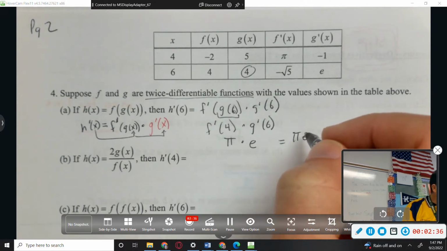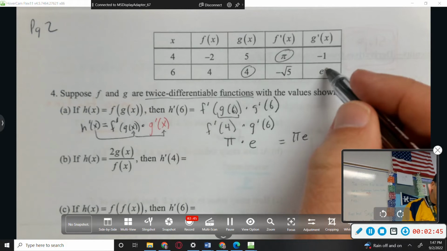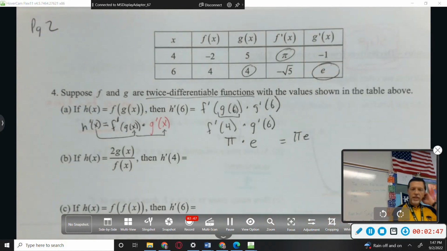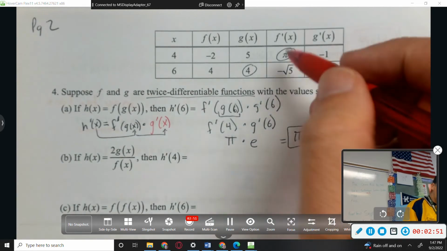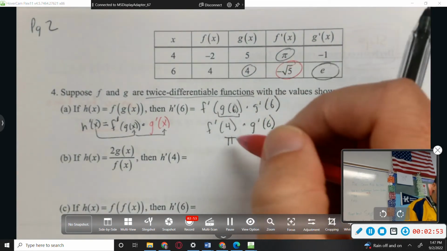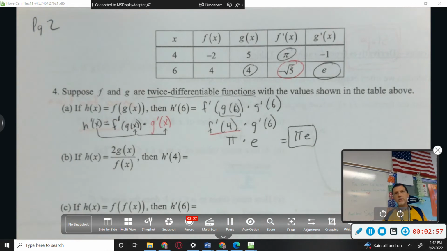Looking at notes from a different teacher and I see the mistake. Yeah, f prime at 4 is pi, and g prime of 6 is e. The notes I'm looking at just grabbed f prime of 6, even though it clearly says f prime of 4. So even a seasoned calculus teacher can make a mistake just tracing around. Pi e, that's a weird answer, but who cares? We're fine.